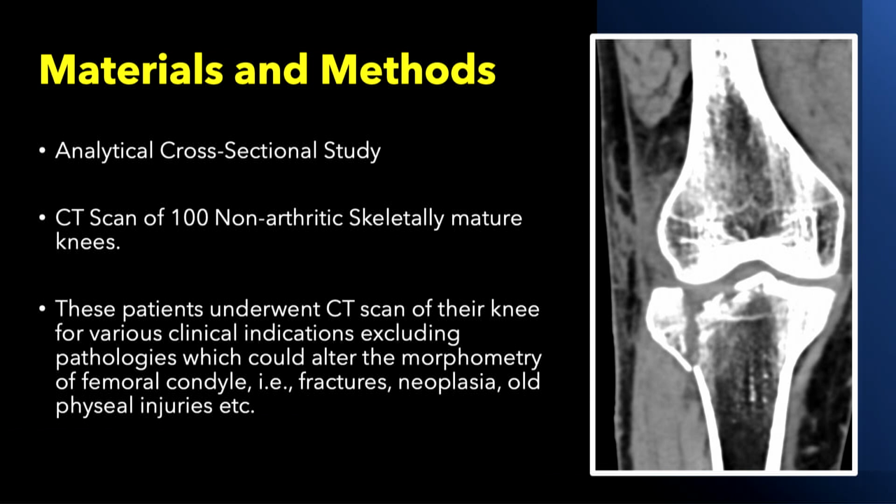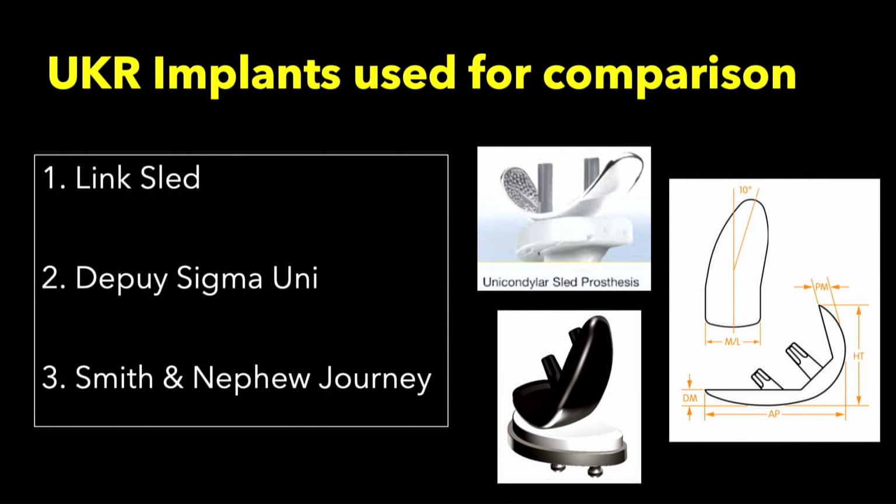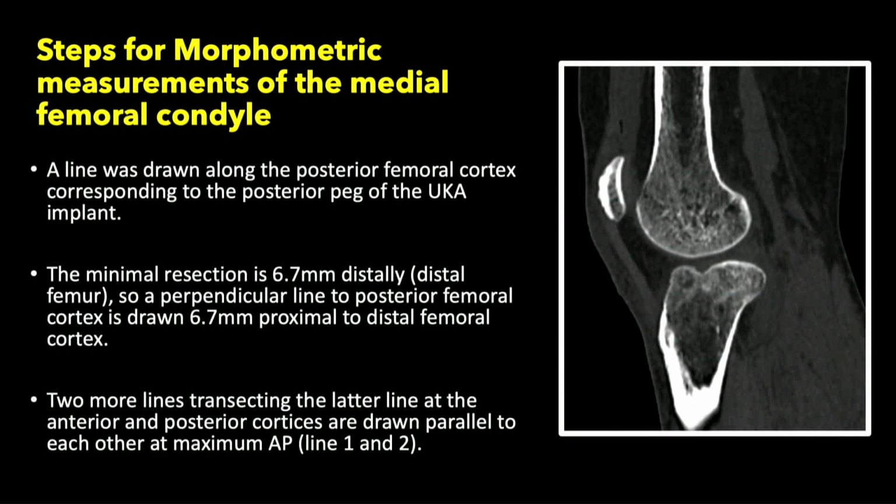We conducted CT scans of 100 skeletally mature knees, and these patients underwent CT scan of their knee for various clinical indications, which excluded pathologies that could alter the morphometry of the medial femoral condyle. For example, in this CT scan, you can see the proximal tibia fracture, whereas the medial femoral condyle is intact and normal. The implants that we used for comparison were Link Sled, Depuy Sigma Uni, and the Smith & Nephew Journey implants.